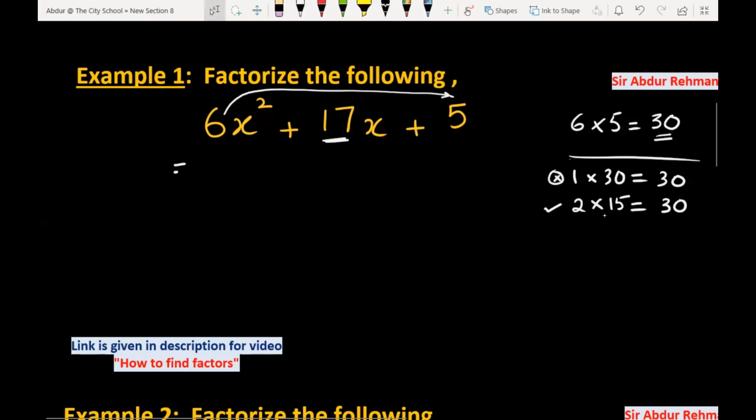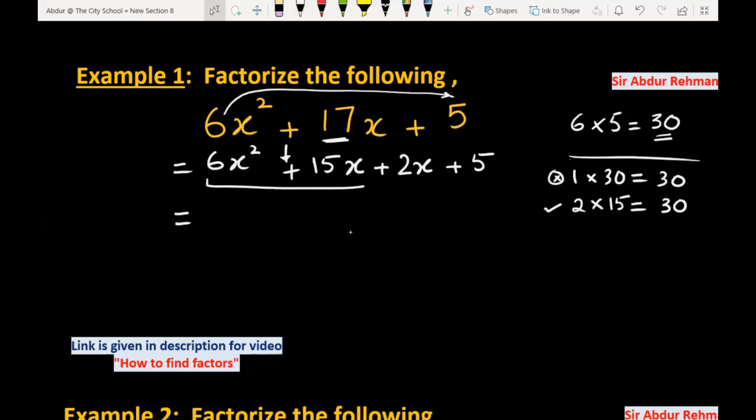The next step is copy the first term, 6x squared, then copy the sign plus, and write down the larger factor, which is 15. So write down the larger factor, 15x. And if you are going to add 2x, the sign will be the same as this sign. This is positive, so it must be positive here. So I'm going to write positive here, and now plus 5.